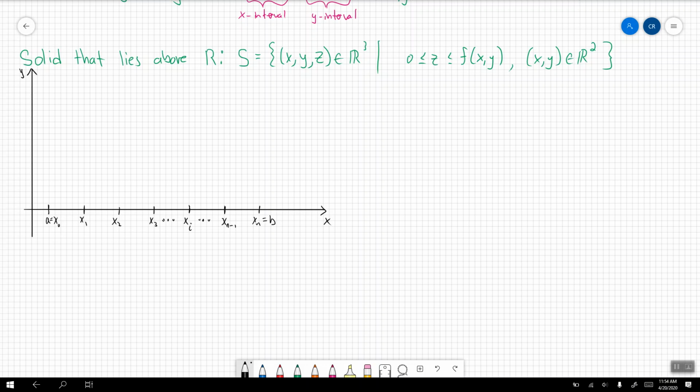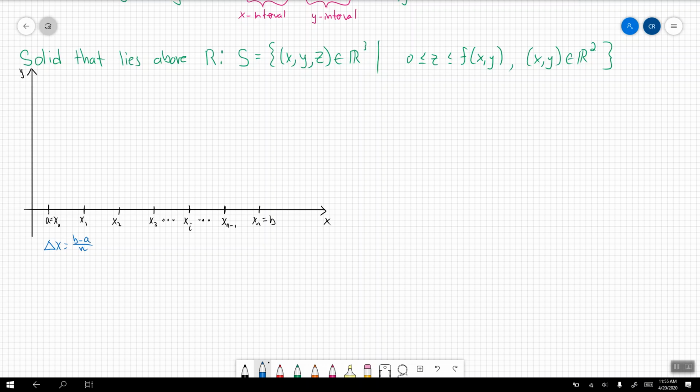And so one of the reasons I'm doing this is so that I can then start identifying what is my delta x and what is my delta y, so on and so forth. So for this particular piece of information here, we have that our delta x is going to be given by b minus a divided by n, where n is going to be the amount of subdivisions that we want.